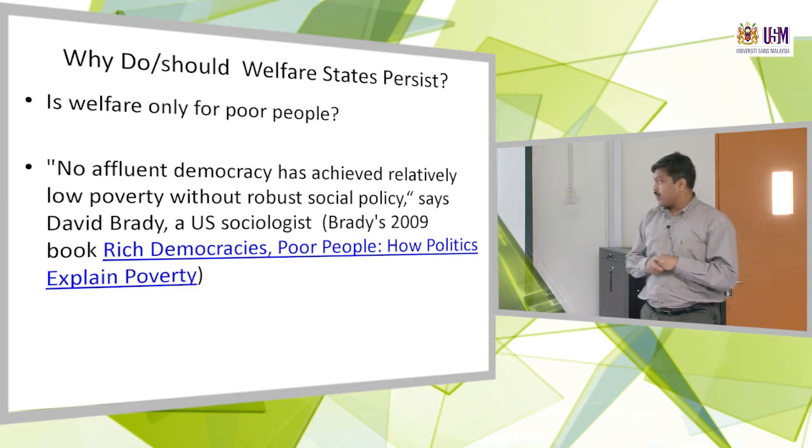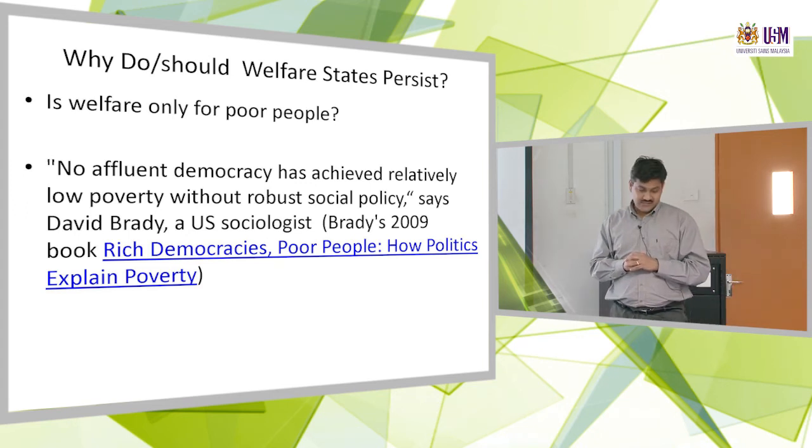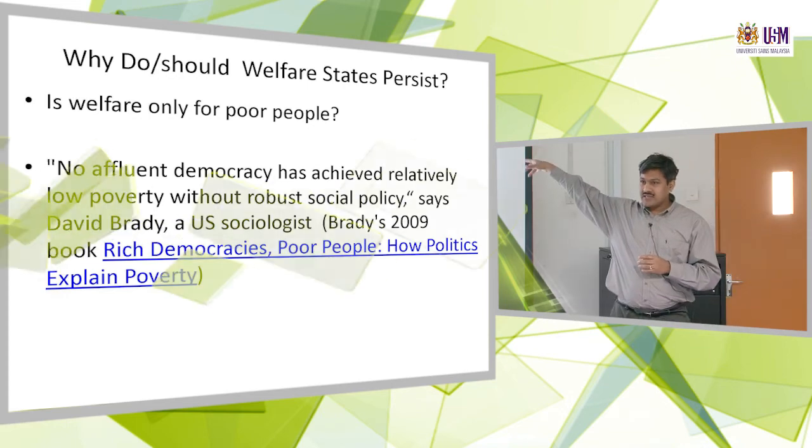His book on rich democracies, poor people, is very famous. So he says, no affluent democracy has achieved relatively low poverty without robust social policy. That's why, if you remember the video that we have seen, in UK, it has the highest number of children who are miserable, who are not doing very well. Why is that? Supposed to be a very well-developed state, you know? And that's what he was saying.